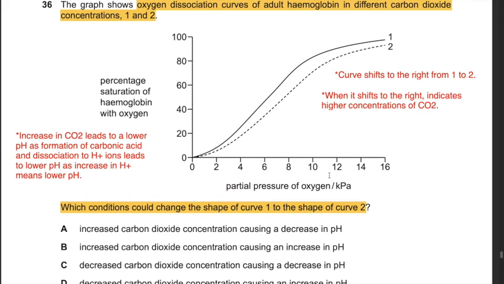Increased carbon dioxide concentration causing a decrease in pH, because after carbon dioxide concentrations increases, with the help of an enzyme known as carbonic anhydrase, it will form carbonic acid, and all acids do cause a decrease in pH. Therefore, A is the correct choice.